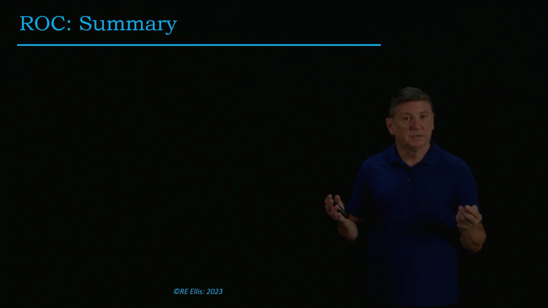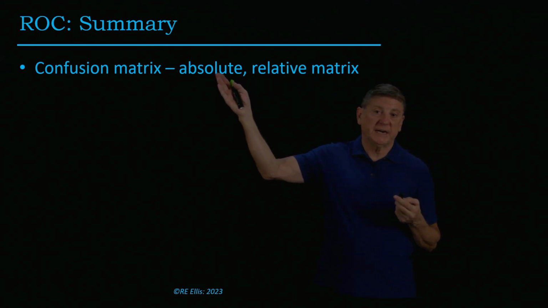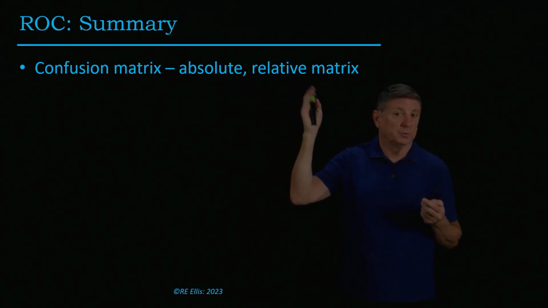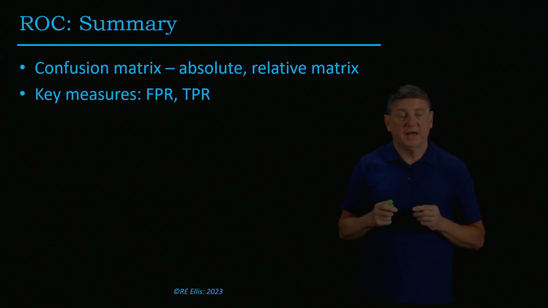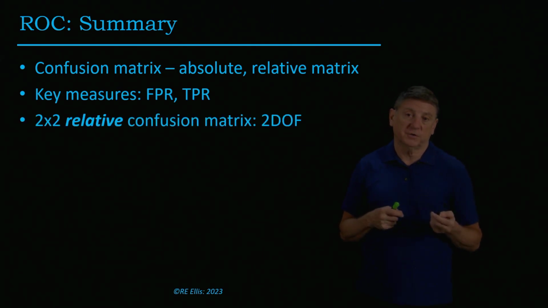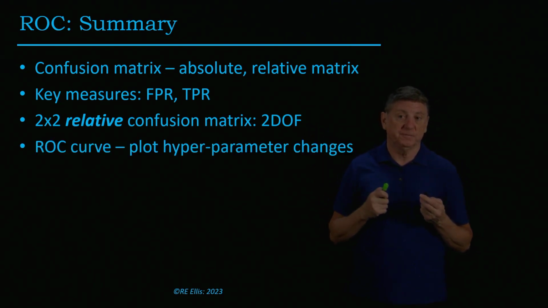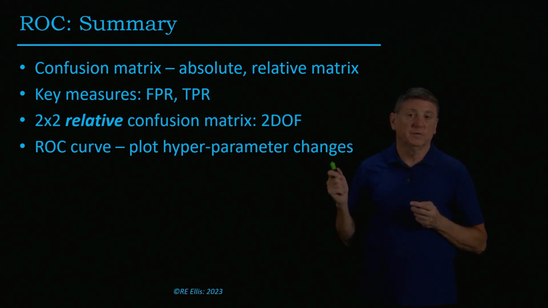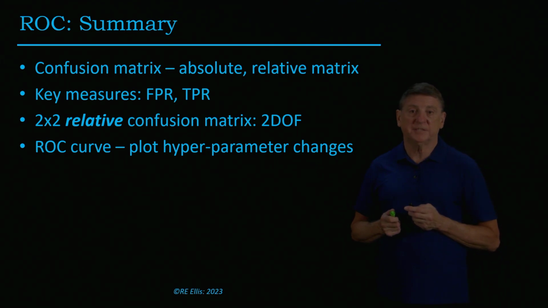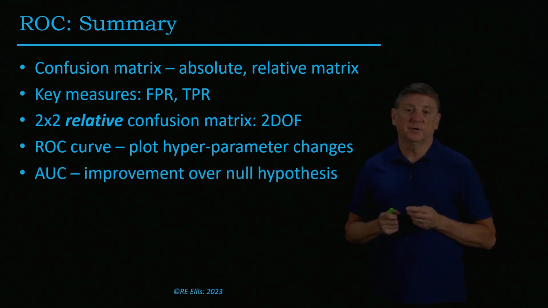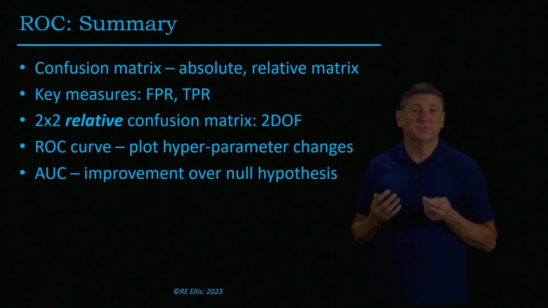So let's summarize what we've got about the ROC curve. Confusion matrix is usually presented in absolute terms. We can also present it in relative terms, that is, in terms of rates. The key measures we have are the false positive rate and the true positive rate. A 2x2 relative confusion matrix only has 2 degrees of freedom, and the ROC curve is a way to plot confusion matrices as our hyperparameter changes. The area under the curve we can think of as the improvement over the null hypothesis for our experiment.